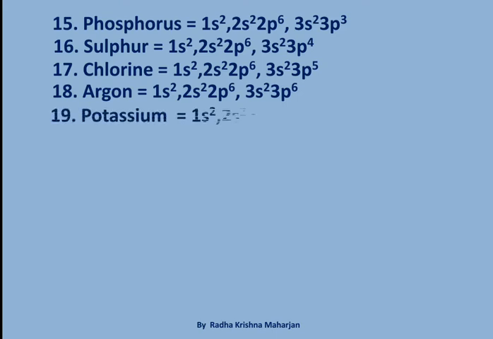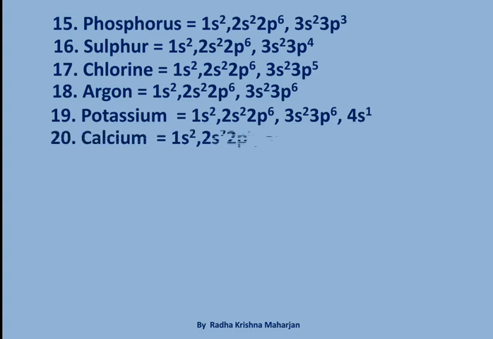19. Potassium 1s2 2s2 2p6 3s2 3p6 4s1. 20. Calcium 1s2, 2s2, 2p6, 3s2, 3p6, 4s2.